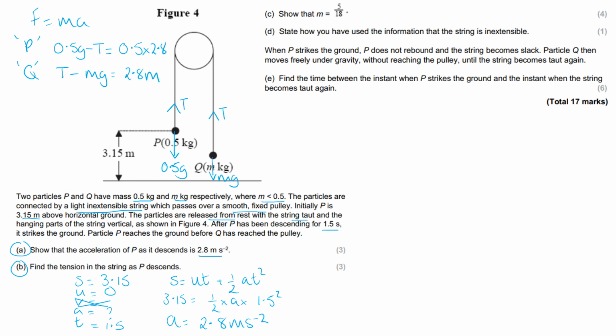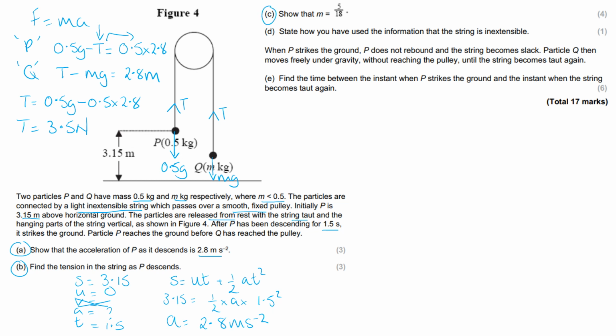Now we don't really need Q's equation of motion. We can just get T from the P one because we've just got one unknown there. So if we just take that to the other side, we're going to get that T is equal to 0.5g minus the 0.5 times the 2.8. So T comes out to be 3.5 newtons.